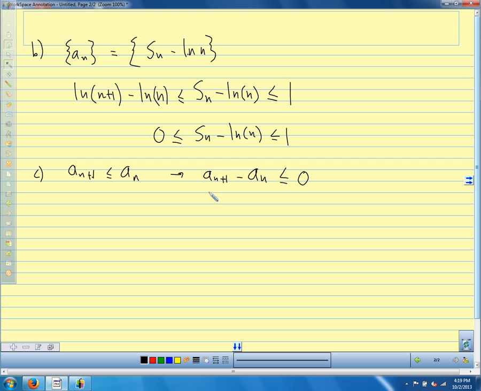So I'm just going to write, based on this definition, A sub n plus 1 and A sub n. So I get that S sub n plus 1 minus the natural log of n plus 1. That's A sub n plus 1. And I'm going to subtract A sub n: S sub n minus the natural log of n.